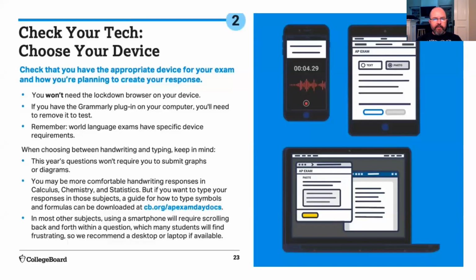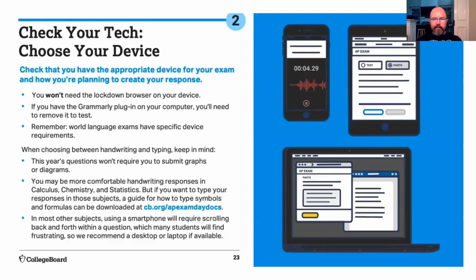Remember, world languages exams have specific device requirements, which may not apply for you. When choosing between handwriting and typing, you can handwrite your answers and submit pictures of your handwriting, or you can type it. This year's questions do not require you to submit graphs or diagrams. There's no visual information that you have to present. That's good. That means you don't have to draw out a complex lab setup. You shouldn't have to do any complex problem solving.